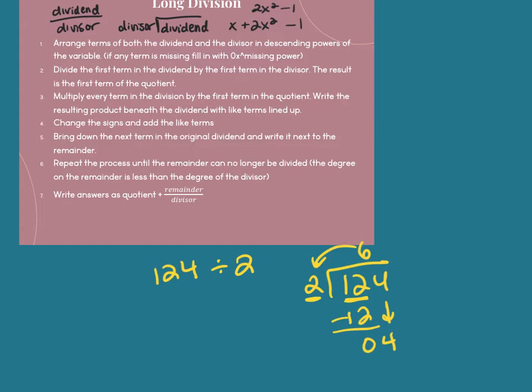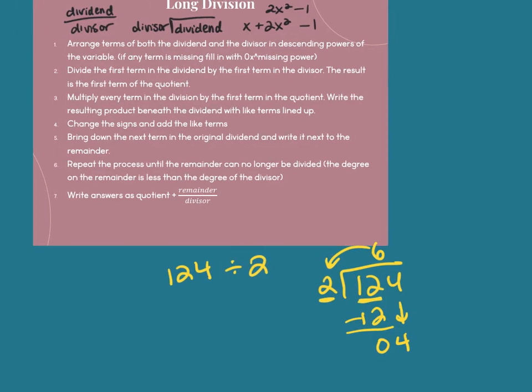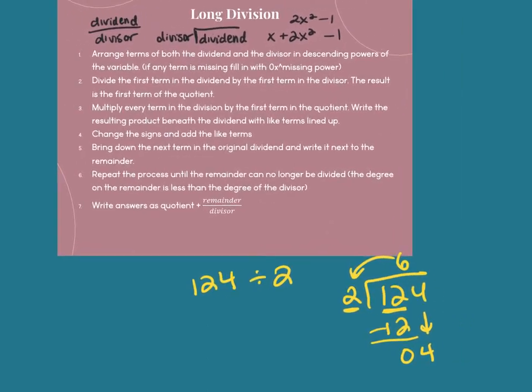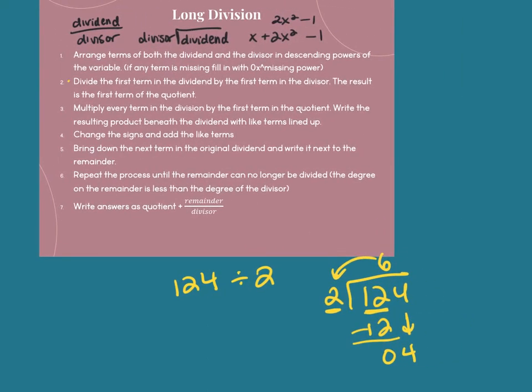So we divide the first term in the dividend, the one on the inside, by the first term on the outside. The result is the first term of the quotient, so it goes at the top. We multiply that out. Now, previously we subtract, but the biggest mistakes I see in long division are when subtracting negatives. So my advice is to change the signs and add instead. So that's why that's there. We're going to change the signs and then add the like terms.